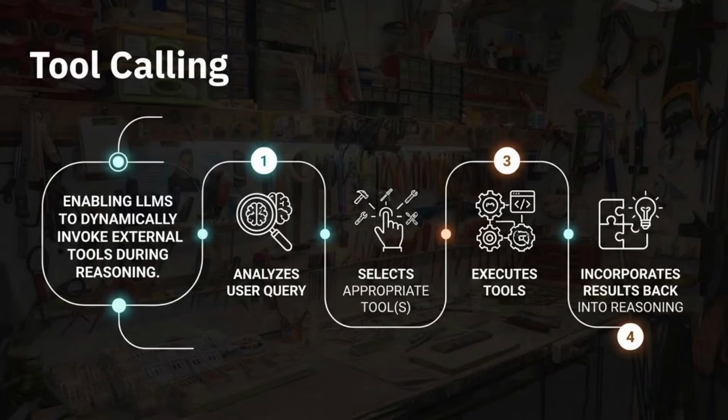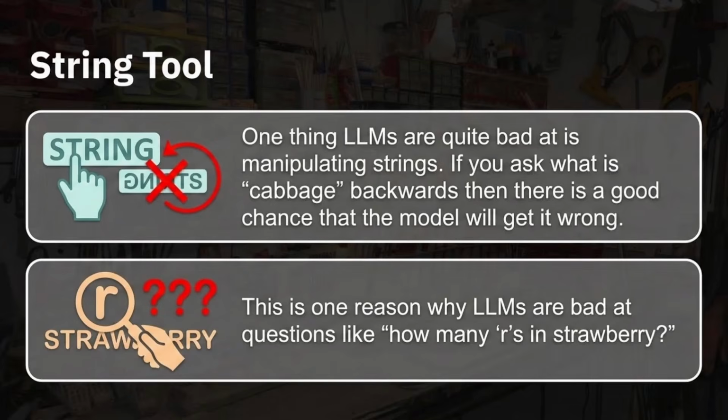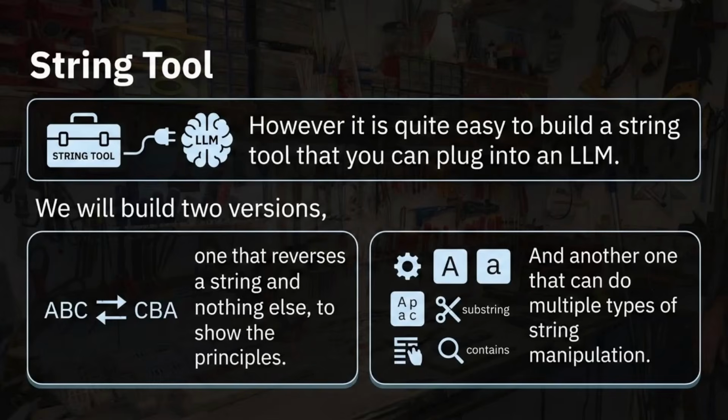So one thing that LLMs are quite bad at is manipulating strings. If you ask it what is cabbage backwards, then there is a good chance that the model will get it wrong. Of course, it depends on the size of the model and so on. And that's one of the reasons why that famous question of how many R's in strawberry has just stumped LLMs for so long, because they're not very good at string stuff. However, it's quite easy to build a string tool that you can plug into a large language model.